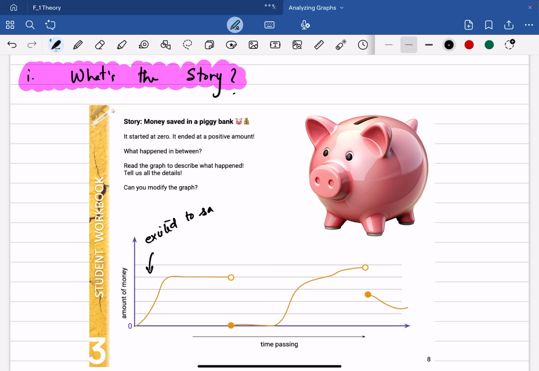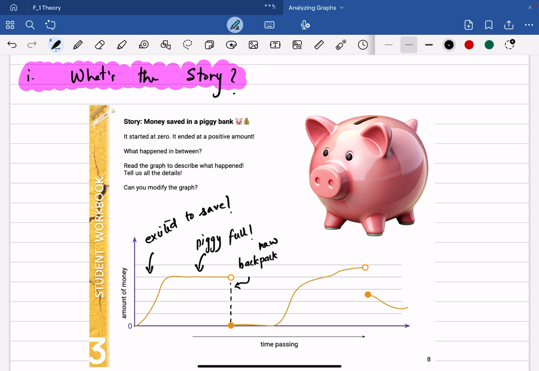And I quickly saved a lot. And then I didn't save for a period. Maybe the piggy bank got full. And therefore I couldn't put any more money in it. And then finally, we see that there is this sudden drop in the amount of money. So, this is when I saw a really nice backpack, which was maybe a little expensive, and I really wanted to get it, but it was in my budget. It used up all my savings, and therefore, my savings went to zero.